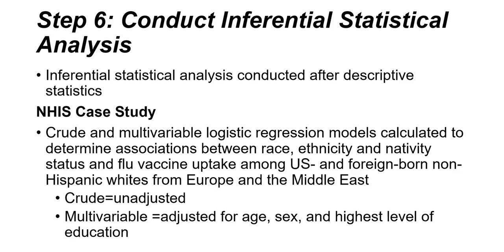As a reminder, a crude result is the unadjusted result. So this is just looking at whether or not someone's race, ethnicity, and nativity status predicts their flu vaccine uptake. Multivariable adjusts for other factors. So while the crude just gives us the point estimate of the 2 variables, the multivariable estimates are adjusted for other factors.